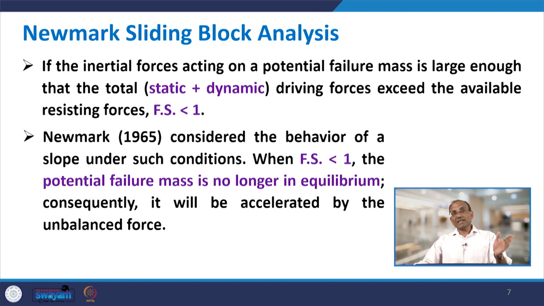If the inertial forces acting on a potential failure mass are large enough that the total driving forces, static plus dynamic due to the earthquake, exceed the available resisting forces, the factor of safety will be less than 1. That means demand has increased beyond capacity, and once the factor of safety is less than 1, your slope is not going to be stable. Newmark in 1965 considered the behavior of a slope under such conditions where the factor of safety was less than 1. The potential failure mass is no longer in equilibrium and will be accelerated by the unbalanced force.